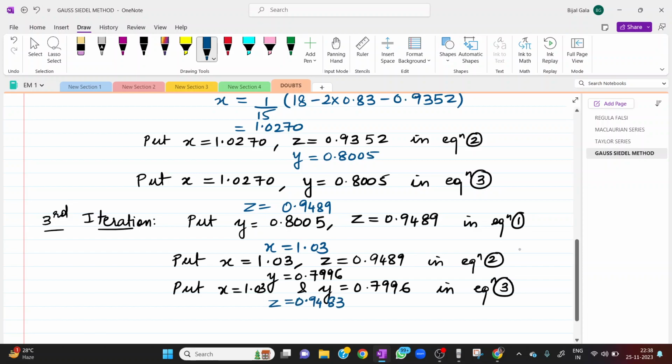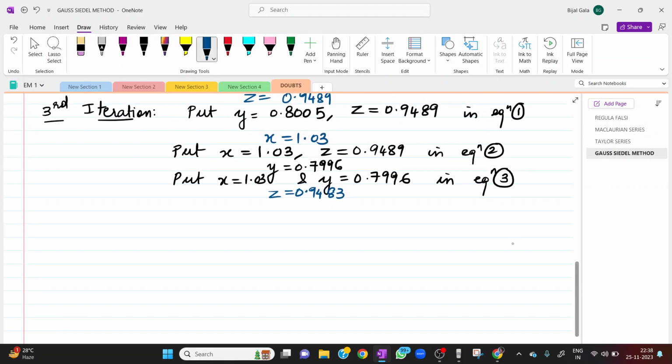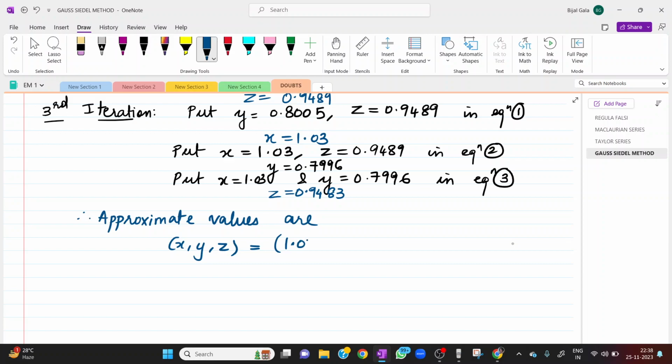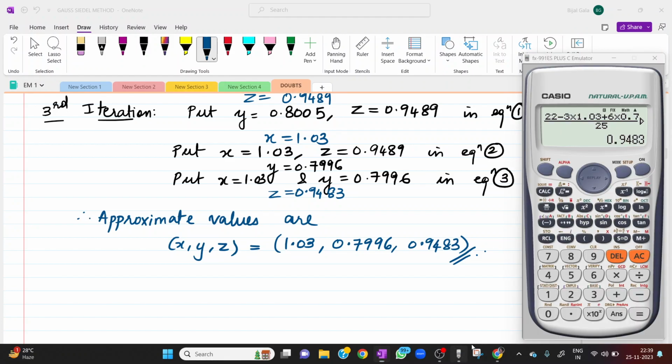And the question has asked you to stop up to 3 iterations. So your final answer would be the approximate values x, y, z equals to x, the latest I got is 1.03, y, the latest I got is 0.7996, and z is 0.9483. Okay, we can always cross check the answer.